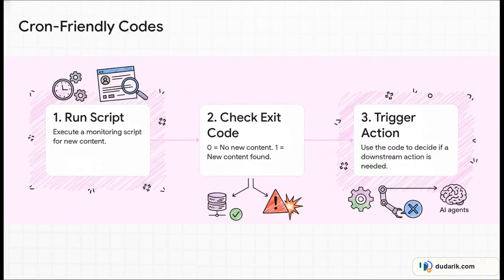And check this out. This is one of its most elegant features. It uses cron-friendly exit codes. So when you run a script to monitor something, it returns an exit code of 0 if there's nothing new and 1 if it found something. What does that mean for you? It means you can trigger your next action with a super simple shell script. No parsing text output. It is just incredibly clean and robust.